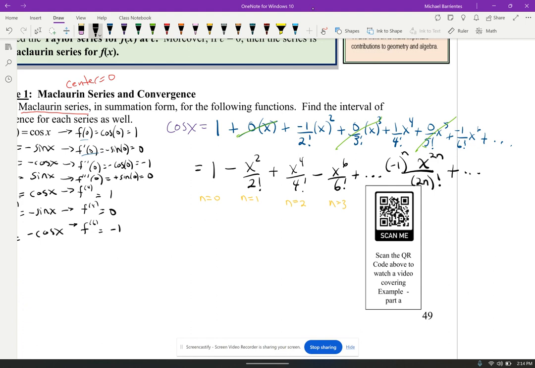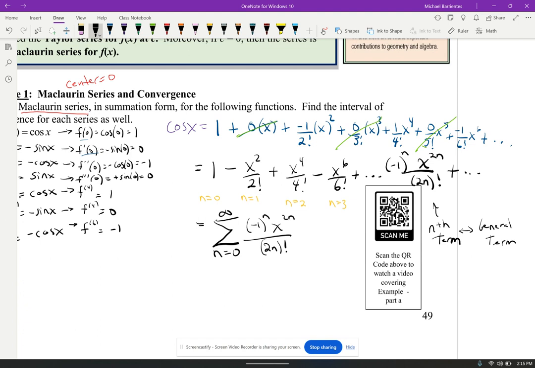Now remember, this is what we call the nth term. Some people call it the general term. And the general term tells me the pattern of the terms in my series. So this is a formula that creates the pattern. That's different than over here. These are the formulas that create the derivatives, but this formula creates the pattern. Why do I need that? Because now I can write it as a summation and say sigma starting at 0 going to infinity of negative 1 to the n times x to the 2n divided by 2n factorial.